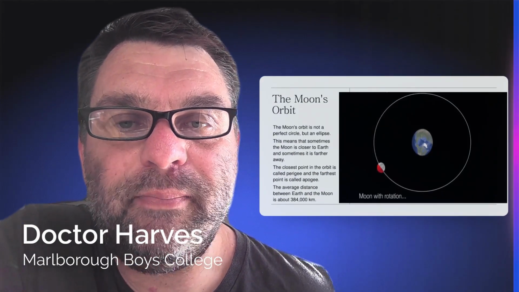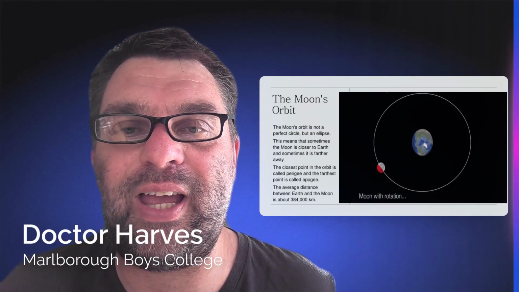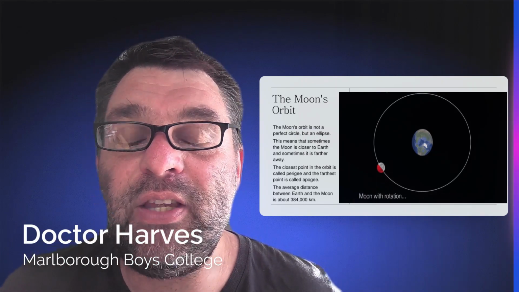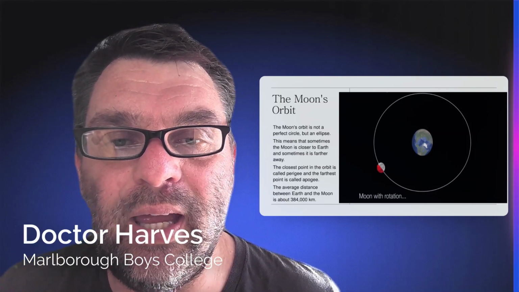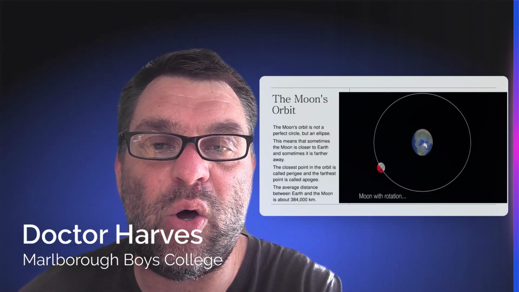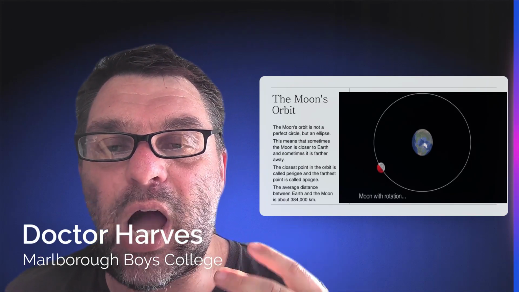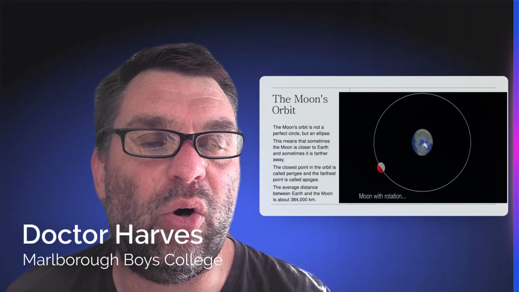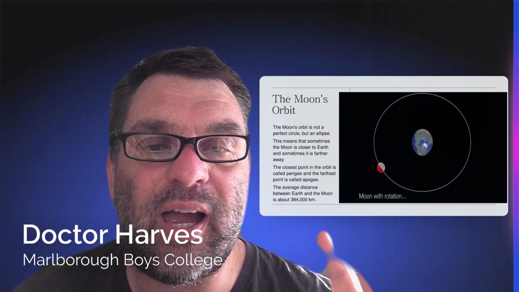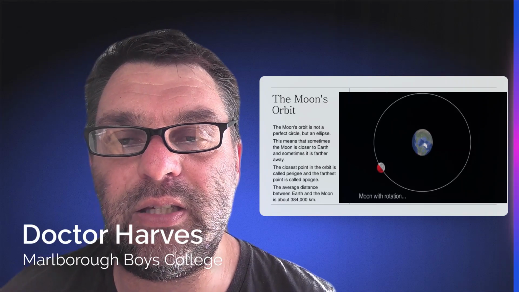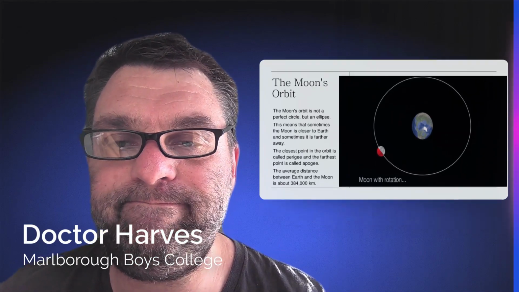So the moon's orbit. So it's not a perfect circle. It's actually like a rugby ball. It's like an ellipse. That means sometimes the moon is closer to the Earth and sometimes it is farther away. Okay, and the closest point is known as the perigee, and the farthest point is known as the apogee, okay, which you see there on the image. Okay, and the average distance is about 384,000 kilometers between the perigee and the apogee.